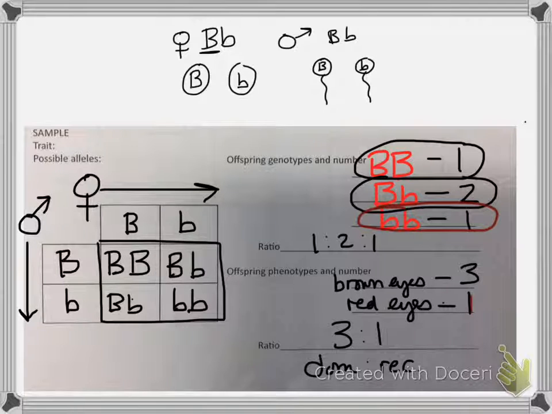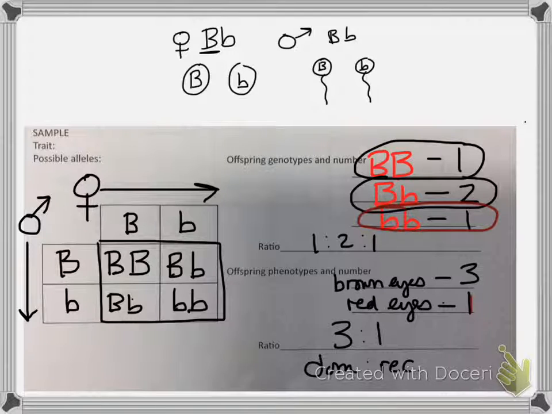Now, a word about 3 to 1. And what percentage of the offspring would we expect to have brown eyes? Don't yell it out, jot it down. We would expect on average that 75% of the offspring of this pairing would have the dominant phenotype. About a quarter of their offspring would have the recessive phenotype. Does that mean if they have 4 babies, they will have 3 brown-eyed babies and 1 red-eyed baby?